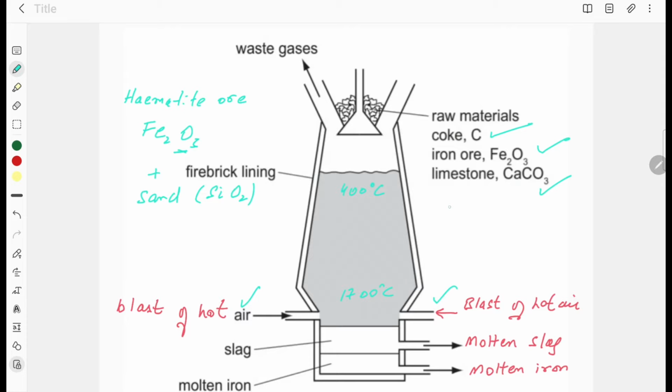Calcium carbonate at high temperature decomposes to calcium oxide and carbon dioxide. Calcium oxide is a metallic oxide, so it is basic in nature. And note that silicon oxide is a non-metallic oxide, so it is acidic in nature. So calcium carbonate is used to remove silicon dioxide or sand.